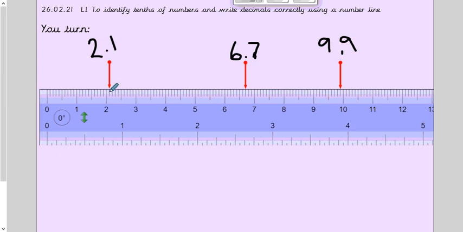Okay, and here are the answers. This one is pointing to 2.1. This one is 6.7, and I worked that out by knowing that this middle one is 6.5, so then 6.6, 6.7, I counted on from there. And same with this one, 9.9. I actually looked at 10, and I saw it was 1 behind that, so I just took away a tenth, which is 9.9. But you might have just counted up, and that's fine if you still got the right answer.